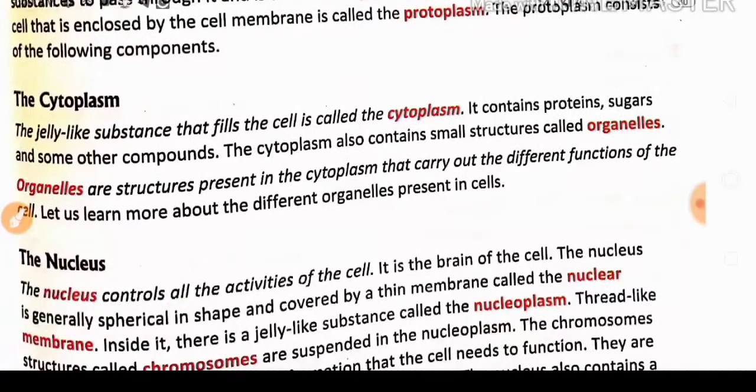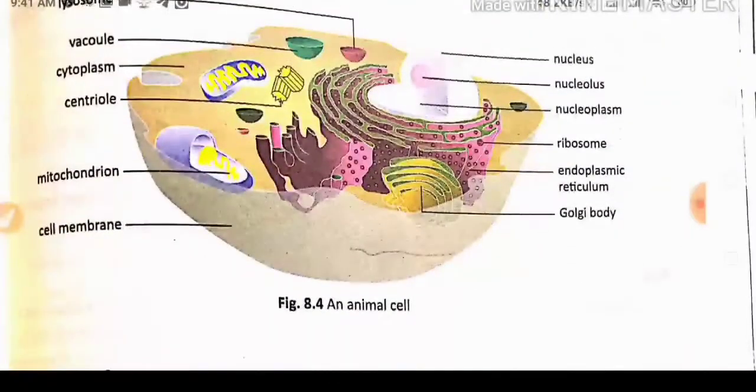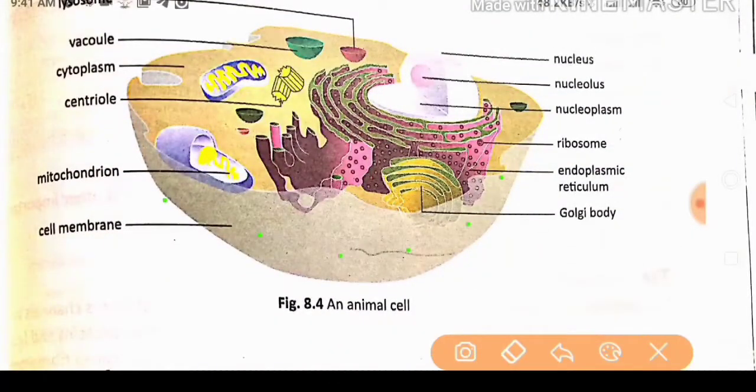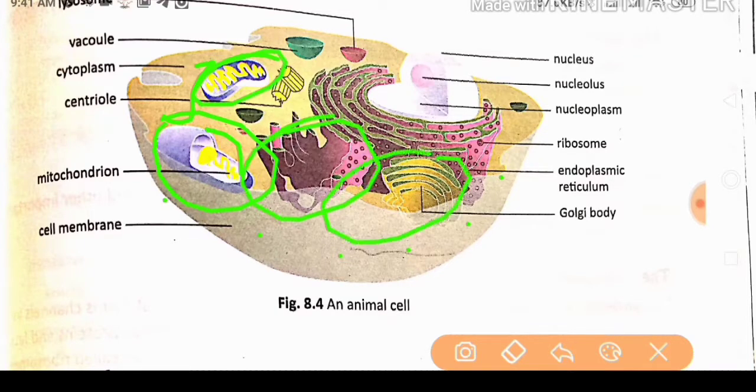First is the cytoplasm. The jelly-like substance that fills the cell is called cytoplasm. It contains protein, sugars, and some other compounds. The cytoplasm also consists of small structures called organelles. You can see the jelly-like substance here, and within it these small structures are called the organelles of the cell.